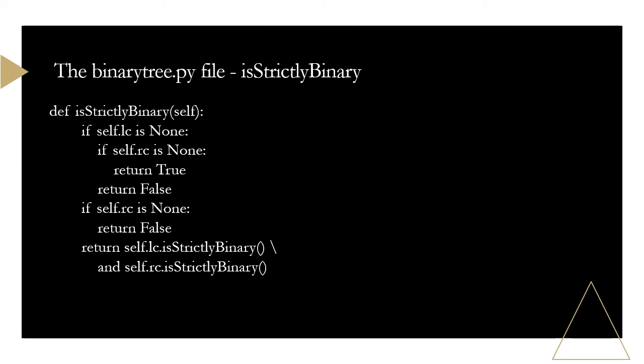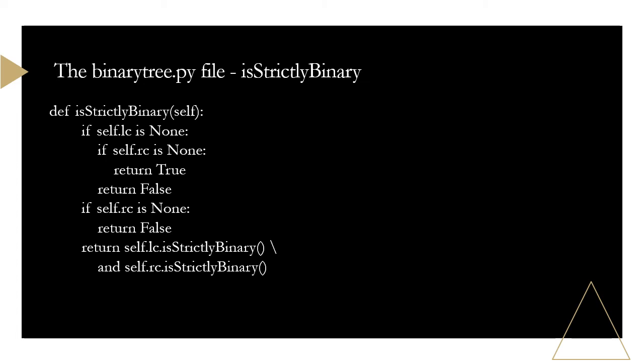We give a node to this function. It checks if the node has a left child. If there is no left child, then it checks for a right child. If there is no right child, it returns true. But if there is a right child, so now you have a node which does not have a left child, but it has a right child, so the function returns false.